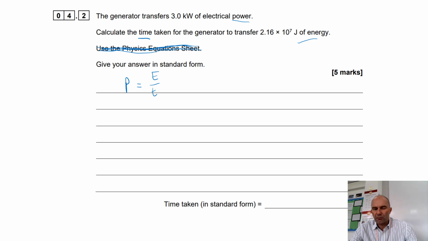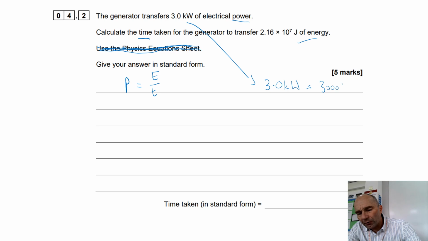Now, this seems a bit too simple for 5 marks. So we need to be suspicious. There's going to be some conversion somewhere, and that's our 3 kilowatts. So 3.0 kilowatts. We need to turn that into standard units, which would be 3,000 watts. We can now use that number in our calculation. So substitute the numbers in that we've got. We've got 3,000 watts equals 2.16 times 10 to the 7 divided by time.